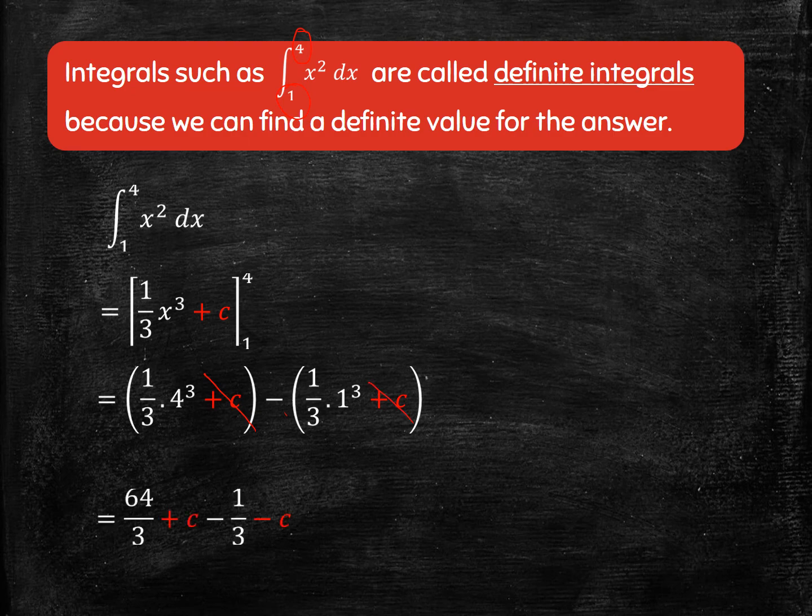So we put the numbers in. You put the biggest number in first, and then the smaller one, the one on the bottom, second, and you subtract them. So here we've got 64 over 3 minus 1 over 3, and we end up with 63 over 3, which is 21.